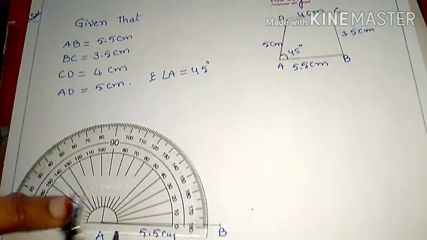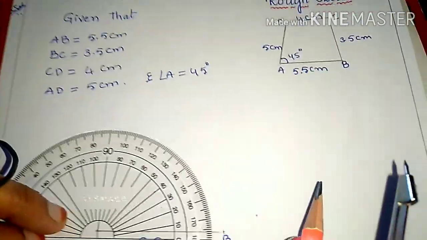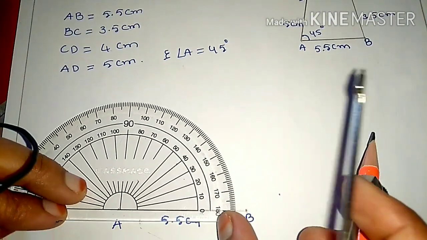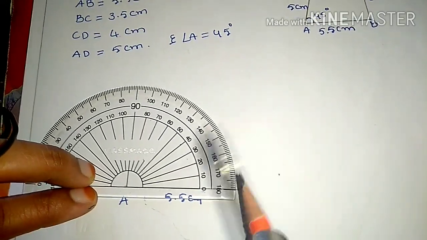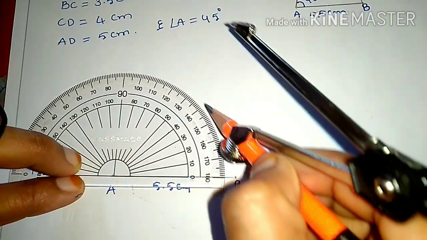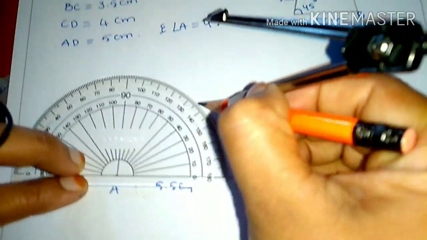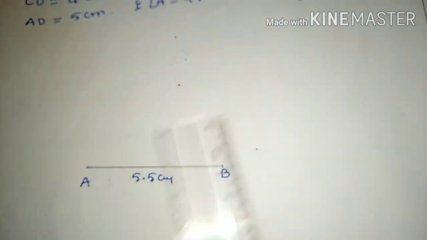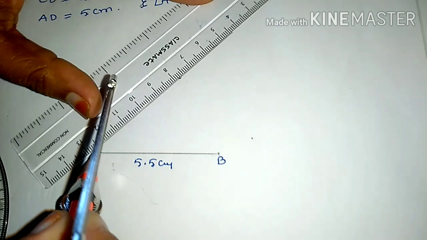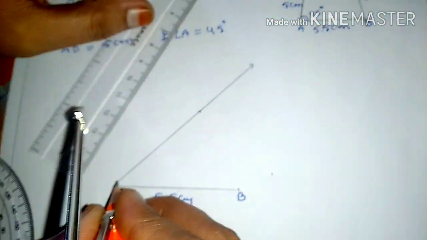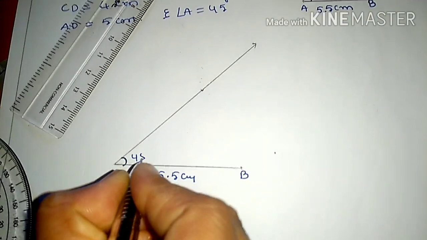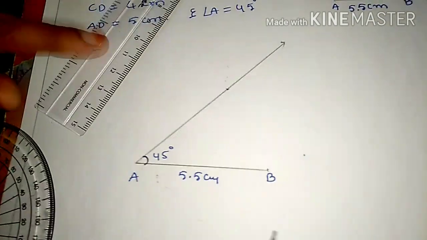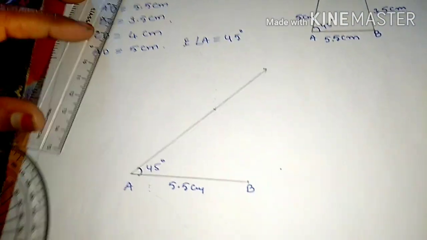Okay children, keep the center at A. 45 degrees is given. The line and the line segment are the same here. So 0, 10, 20, 30, 40. The middle dark line is 45 degrees. So draw the ray. Here is angle 45 degrees. Next, the side AD, 5 centimeters, is given.